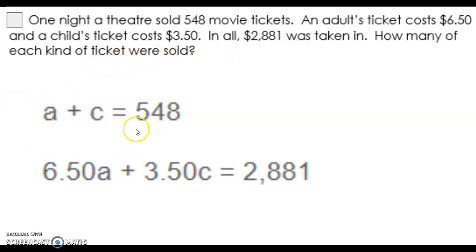Okay, so previously we learned how to write the system of equations. Once you have the system of equations, you can use the Desmos app to graph it and find the intersection to determine the solution, or how many of each kind of ticket. All right, so let's take a look.